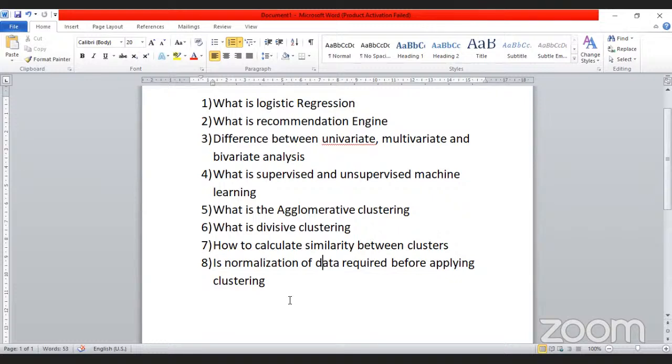Okay, now the next question is, what is the range of variables after normalization?